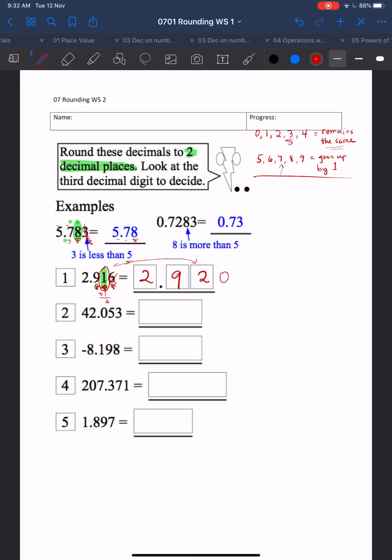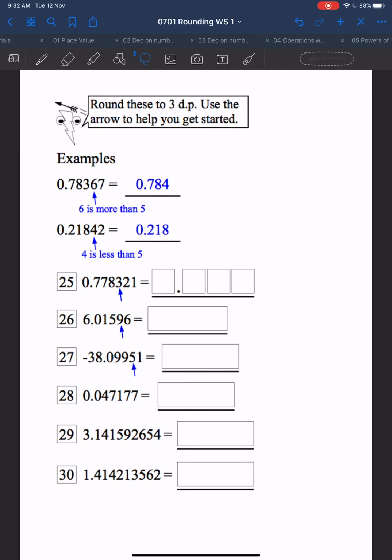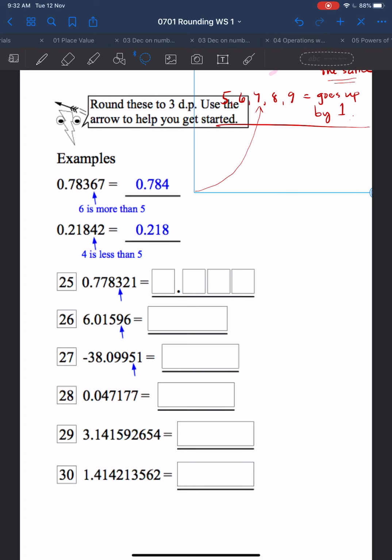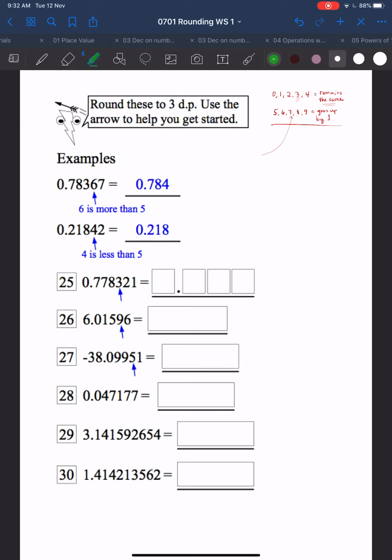Okay? So let's go to the next example. Again, let me just put in our rules, so that you remember. So now round to how many decimal places this time? 3 dp. So let's count. 1, 2, 3. That's the third decimal place. Look at the next digit after the third decimal place.